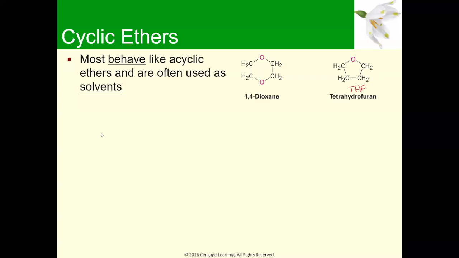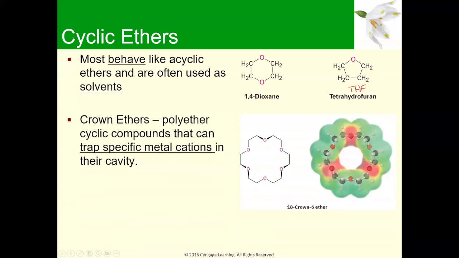All right, and then there's the special class of cyclic ethers that we're going to introduce. They're called crown ethers, and it's actually a polyether. You have multiple ether functional groups in the ring. So, in this case, we have 1, 2, 3, 4, 5, 6 ether functional groups. And the reason why they're important is because they have been found to be useful for trapping specific metal cations in that cavity.